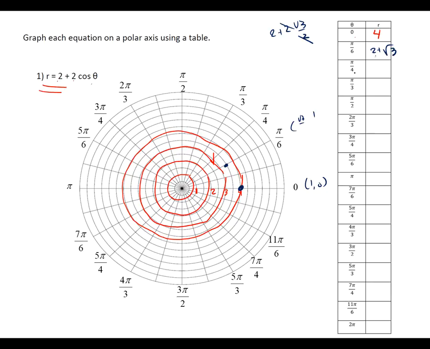All right, pi over 4. So what is the cosine of pi over 4? Square root of 2 over 2. Oh, it's 2 times, sorry, I lost my 2. So I really got 2 plus square root of 2. Which one's going to be bigger, square root of 3 or square root of 2? Square root of 2 is smaller, so I should go in a little bit. It's still going to be a little bit bigger than 3, probably, but it's going to be closer in.